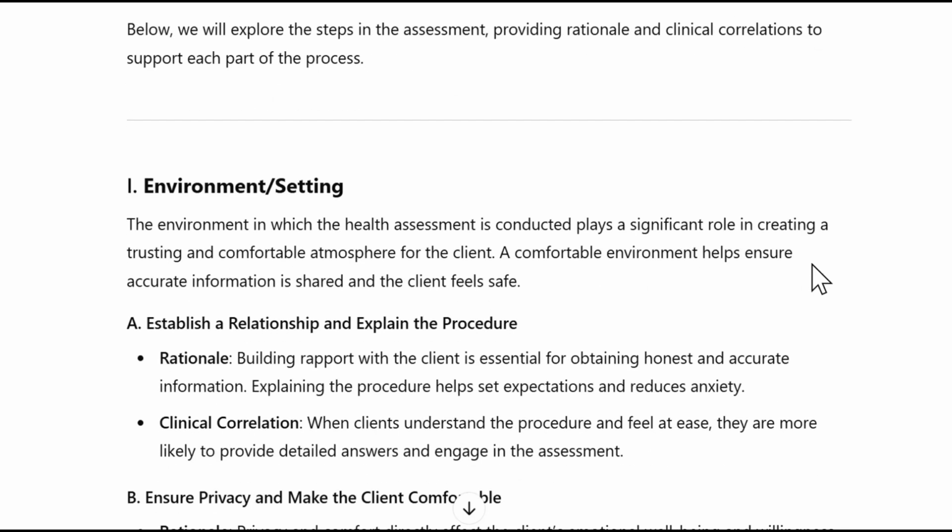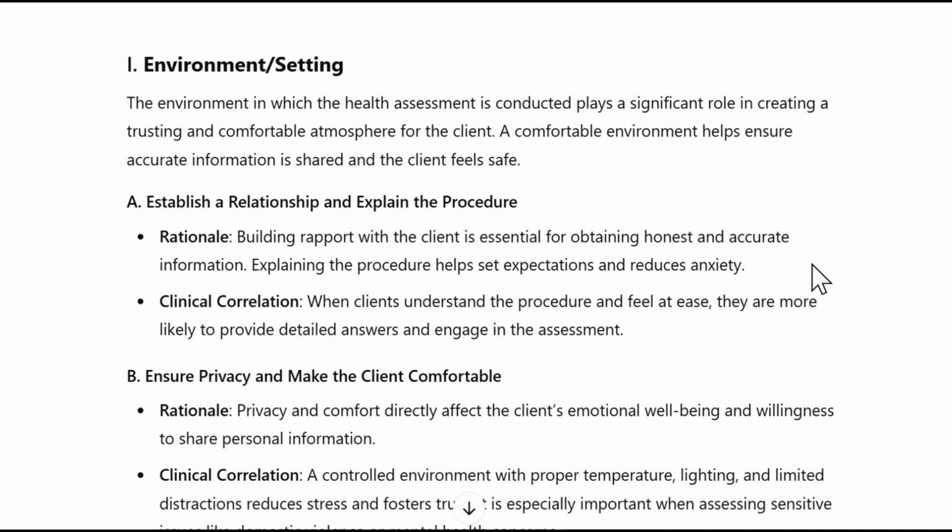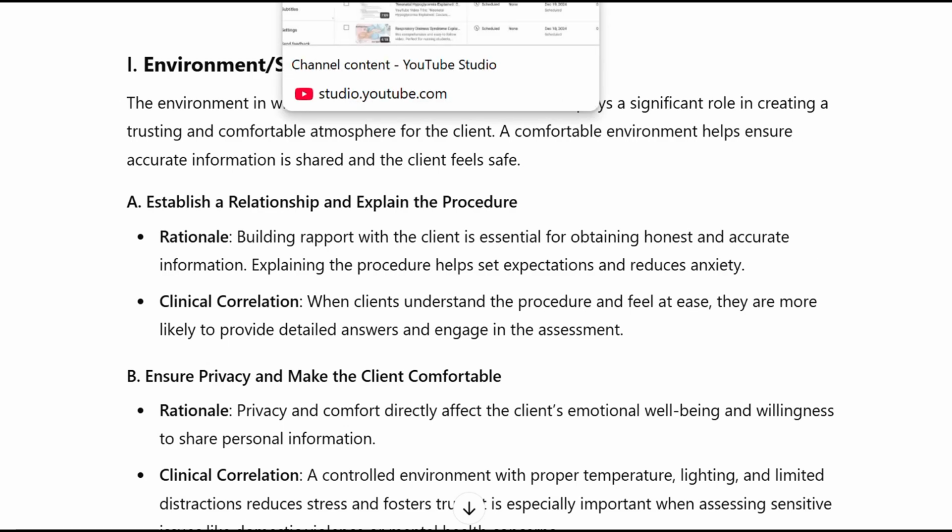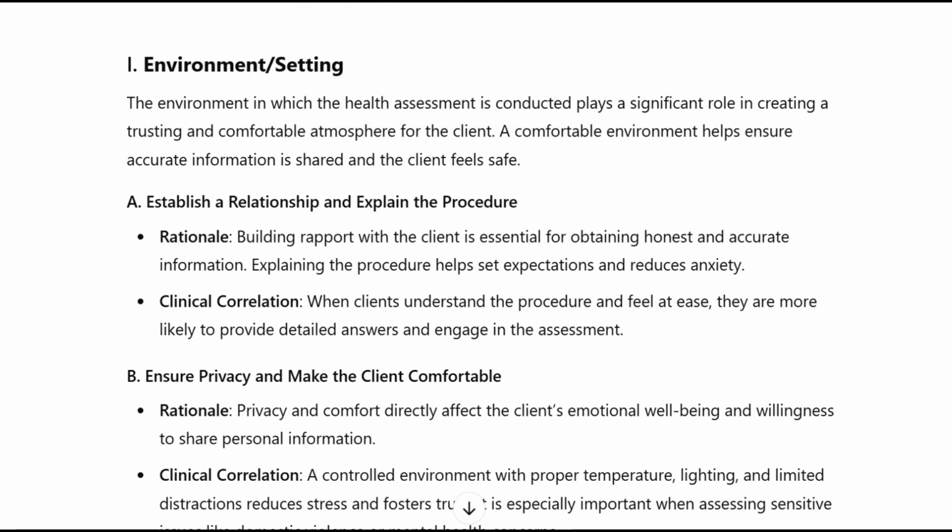process. I. Environment setting. The environment in which the health assessment is conducted plays a significant role in creating a trusting and comfortable atmosphere for the client. A comfortable environment helps ensure accurate information is shared and the client feels safe.